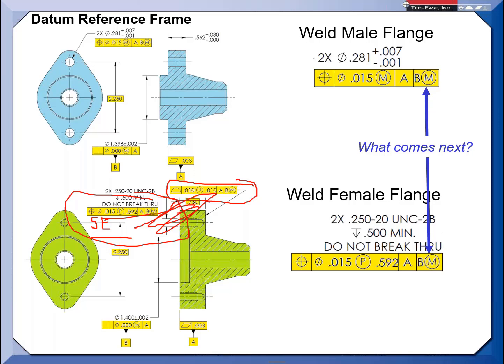I guess I'm wondering, why would I put a separate requirement? I would think it would be easier for the inspector.